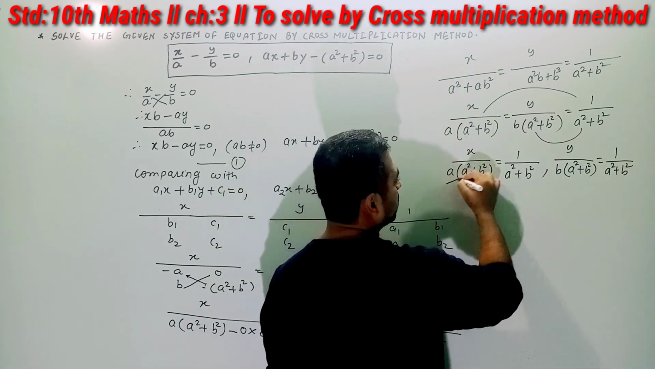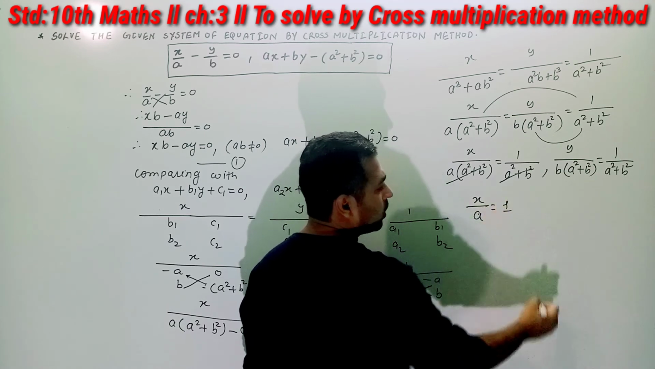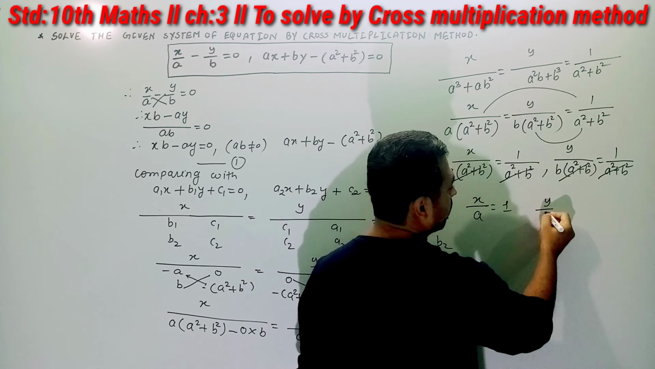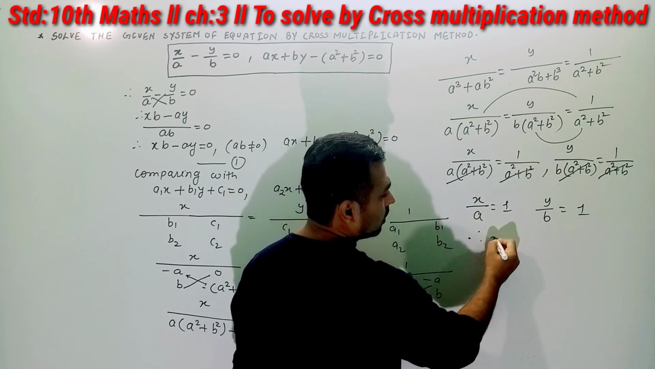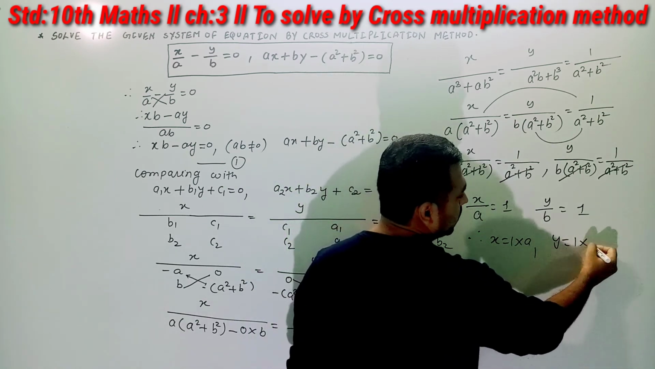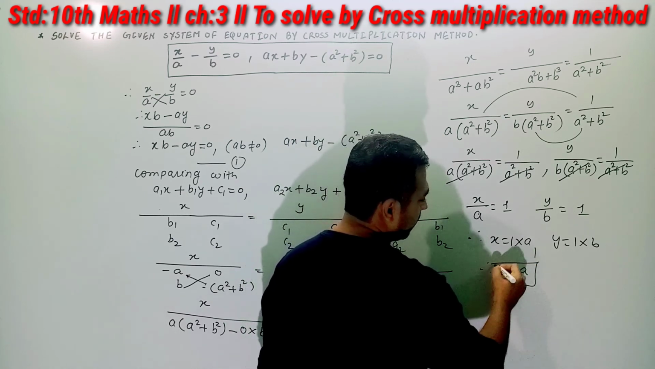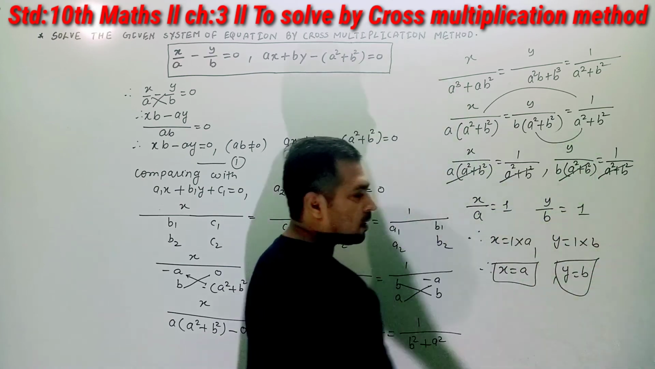So this will be cancelled out. x upon a is equal to 1, and y upon b is equal to 1. So x will be 1 into a and y will be 1 into b. So the value of x will be a and the value of y will be b.